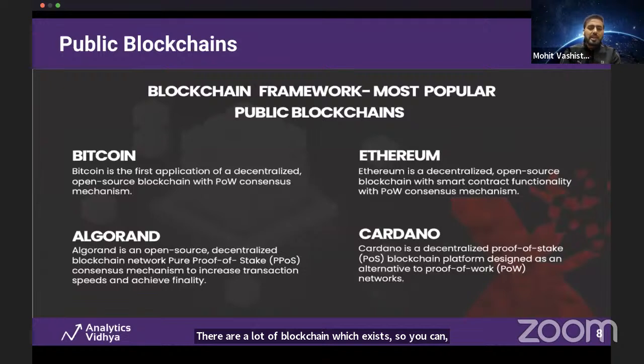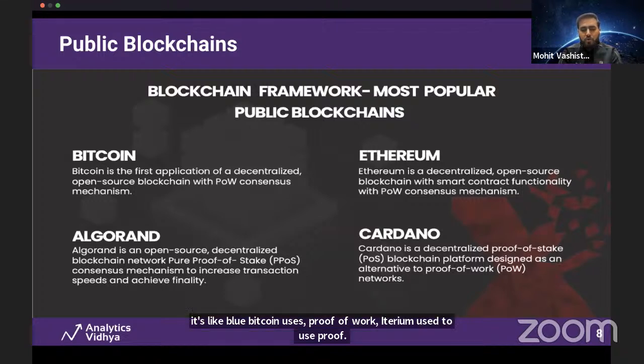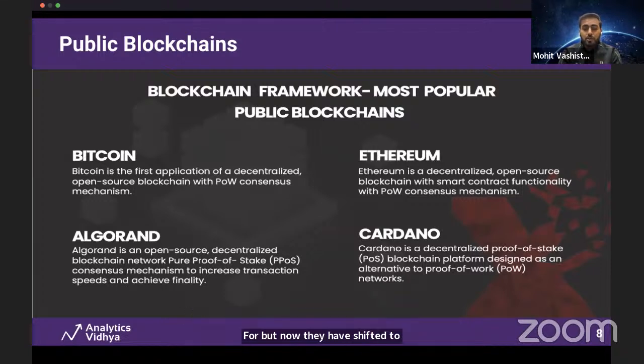You can read about all of these platforms. Bitcoin uses proof of work. Ethereum used to use proof of work, but now they have shifted to Ethereum 2.0, so now they are using proof of stake, and Algorand is using pure proof of stake. It's a consensus algorithm I'm talking about. As I said, you can configure a particular blockchain.